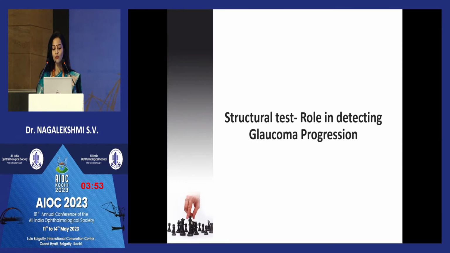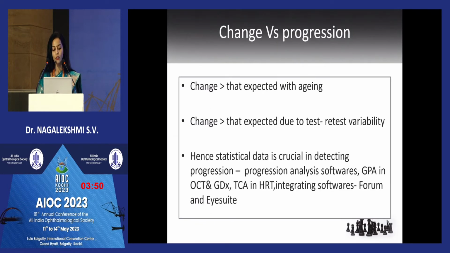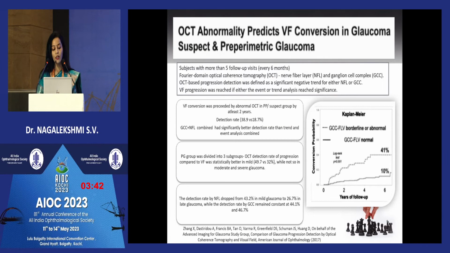So talking about the role of structural test in glaucoma progression, we know a change that is more than what is expected with aging and test-retest variability, we classify it as progression. Again, the Advanced Imaging in Glaucoma group went on to state that the visual field conversion was preceded by abnormal OCT in the pre-perimetric group by at least 2 years. The detection rate was definitely more with the structural test, being about 38.9% versus only 18.7% by the functional test. And GCC and NFL parameters combined had a significantly better detection rate than trend and event analysis combined.